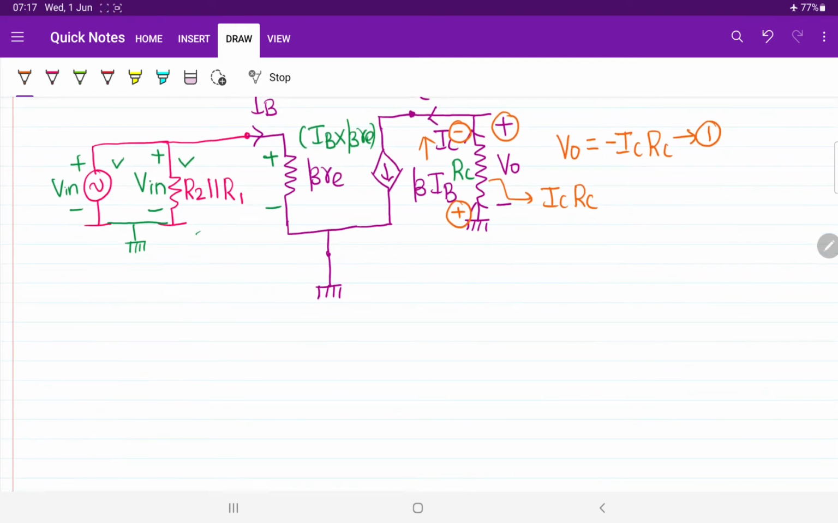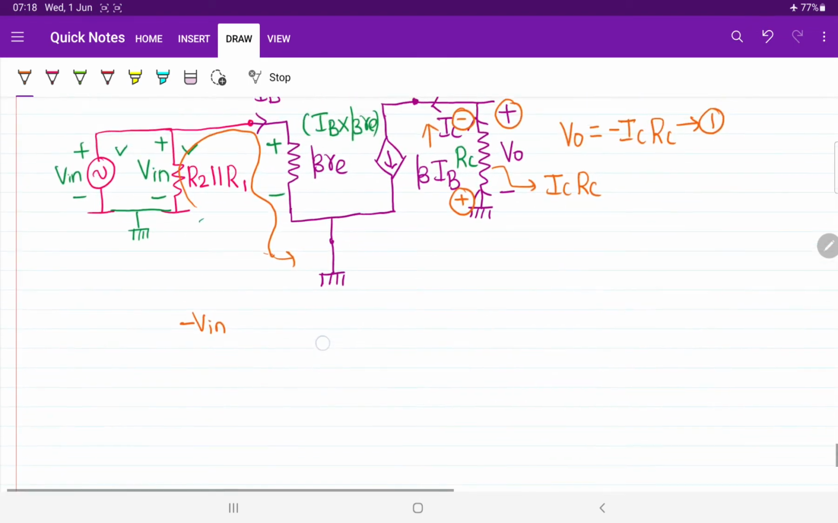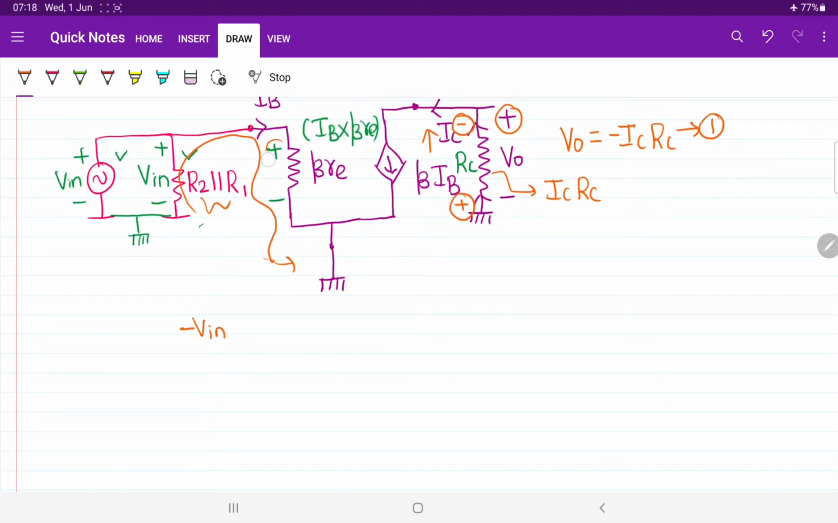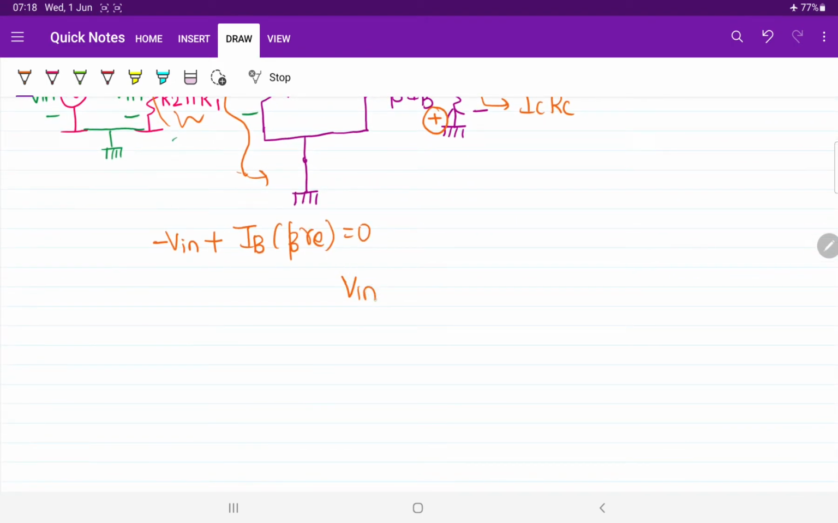Now if you observe the second equation, input loop, apply KVL here. If I am applying KVL, what will I be getting? Minus input voltage, then the voltage drop across the resistor. Here starting polarity will be plus, voltage drop can be written as base current Ib into beta times of Re. This will be equal to 0. From this, I can say the value of input voltage Vin is equal to base current Ib into beta times of Re. Treat this one as your equation number 2.